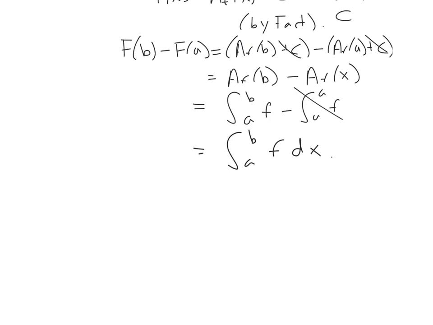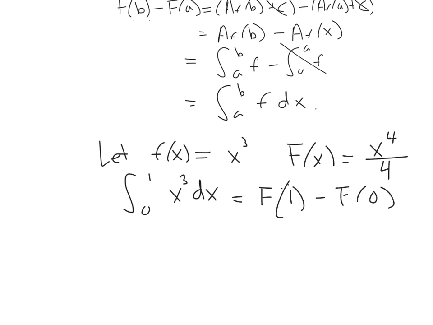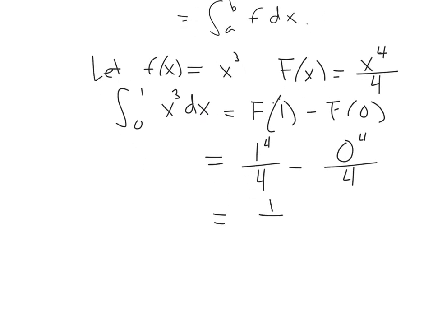So, for instance, let f of x equal x cubed. So if I want to compute the area from 0 to 1 of x cubed dx, what I can do is first find an antiderivative. We know an antiderivative for x cubed by the reverse power rule is x to the 4th over 4. So this is equal to F of 1 minus F of 0, where these are the capital F's. So in other words, this is going to be 1 to the 4th over 4 minus 0 to the 4th over 4. And when I simplify this, I just get 1/4.